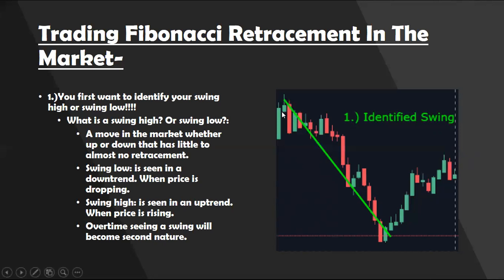So here's a swing that we have right here. As you can see, price is dropping, and these green candles mean that price went up. But look how few green candles there are, and look how drastically the market dropped. So you've identified a swing low, and it's a swing low because it's going downwards. If this swing was going upwards, it would be considered a swing high. You identify your swing low or swing high by seeing little to no retracement. Here you see a little bit of retracement with these two green candles, but that's really it. You just see a big drop in price.